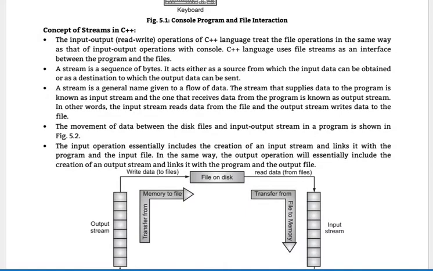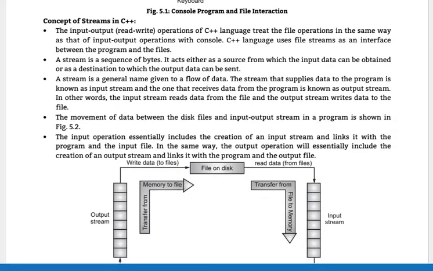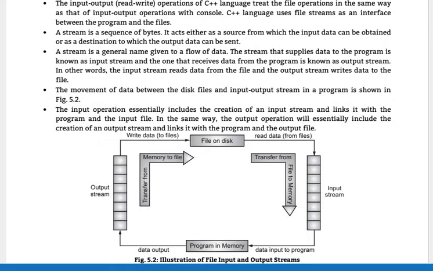So what is stream? A stream is a sequence of bytes. It acts either as a source from which the input data can be obtained or as a destination to which the output data can be sent. So when we write or read data from the file or to the file, it comes in the sequence of bytes and it's known as the stream. A stream is a general name given to a flow of data.